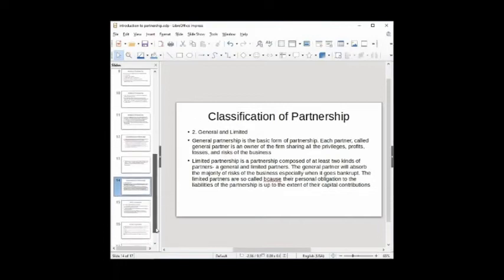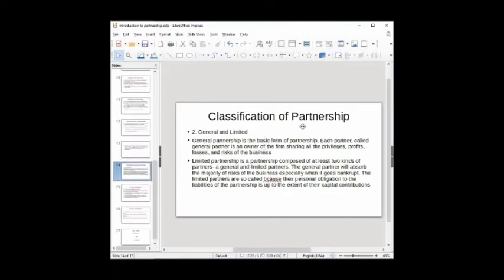For number 2 classification of partnership, this is general and limited. A general partnership is the basic form of partnership. Each partner is called a general partner and an owner of the firm, sharing all the privileges, profits, losses, and risks of the business.